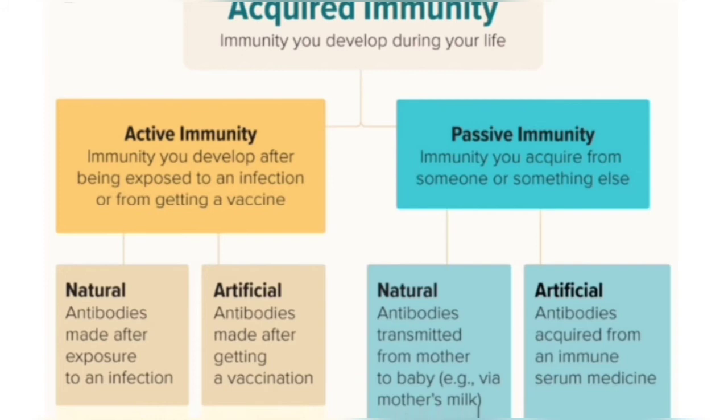The two types are active immunity and passive immunity. In active immunity, natural immunity and artificial immunity are there. In passive immunity also, natural and artificial immunity are there. Let's go through active immunity. Active immunity is the immunity you develop after being exposed to an infection or from getting a vaccine.